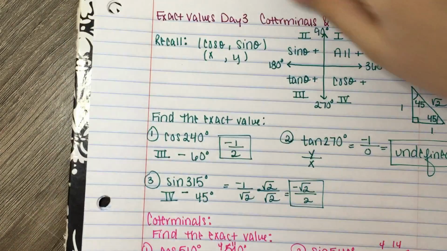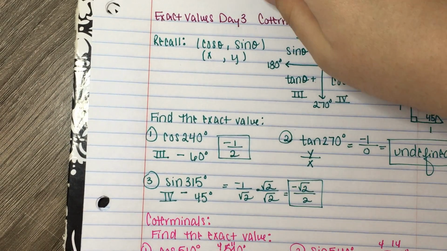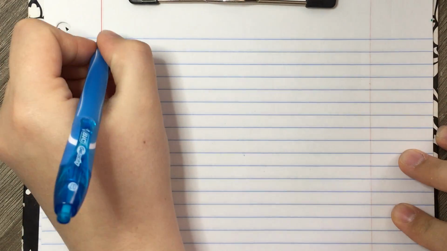All right, now we're going to move on to negatives. We're going to see a little bit more of coterminals. After we do negatives, we're going to do them both together. But for right now, we're going to put the coterminals on hold. All right, so you can title the top of your paper, negatives.